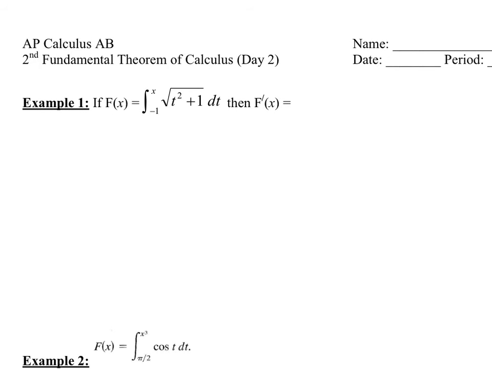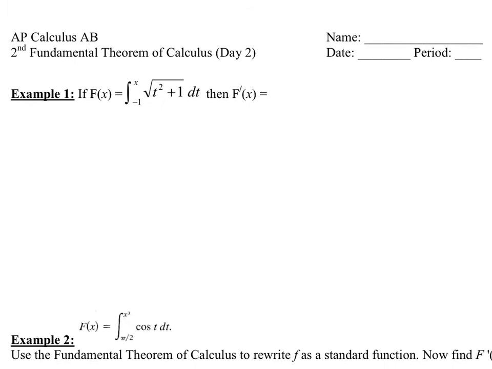So let's start out looking at some examples just to remind ourselves and build on what we did yesterday. If I have capital F of x equal to the integral from -1 to x of the square root of t squared plus 1 dt, what will the derivative of capital F of x be? Yeah, the square root of x squared plus 1.